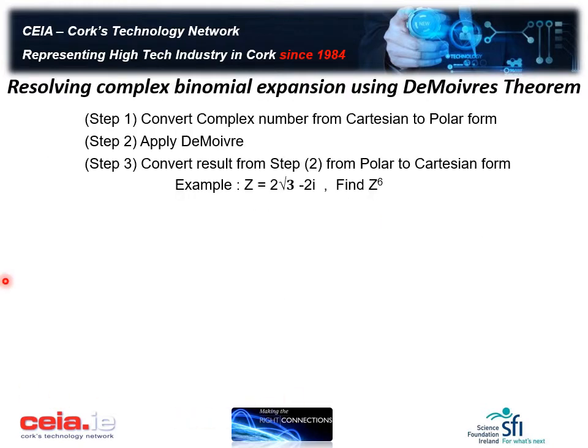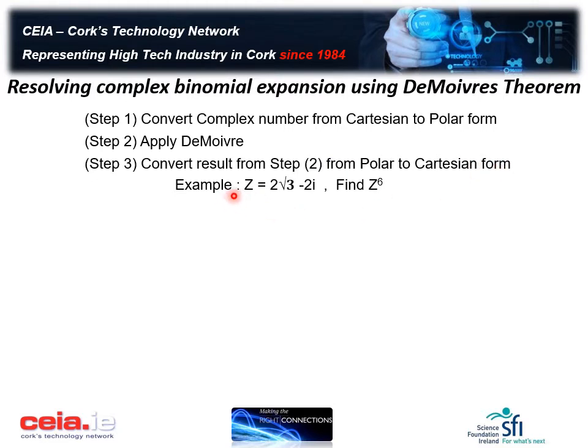Okay, so the first type of question that we look at using De Moivre's theorem is the resolving of binomial expansions of complex numbers. This is a 3-step process. Step 1, which we did earlier, is to convert complex numbers from Cartesian to polar form. Once we have the complex number in polar form, we apply De Moivre's theorem or equation, which is on page 20 of the maths tables. And then finally, we take what we get out of step 2 and change that back from polar to Cartesian form.